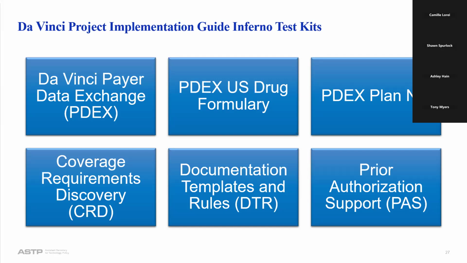Just to provide a quick overview of some of the versions that are available for these implementation guide tests. For the burden reduction Da Vinci test kits, we have CRD, DTR, and PAS. We have test kits available for version 2.0.1 of those specifications currently available. And then some of the other Da Vinci IGs that are available include PDex version 2, US Drug Formulary version 2.0.1, and PlanNet version 1.1. Next slide.